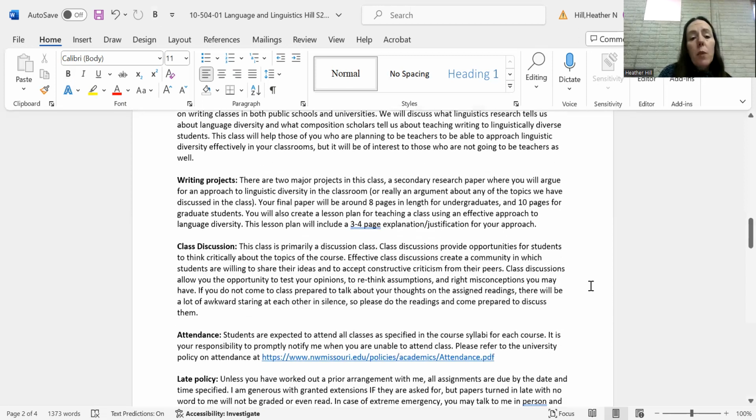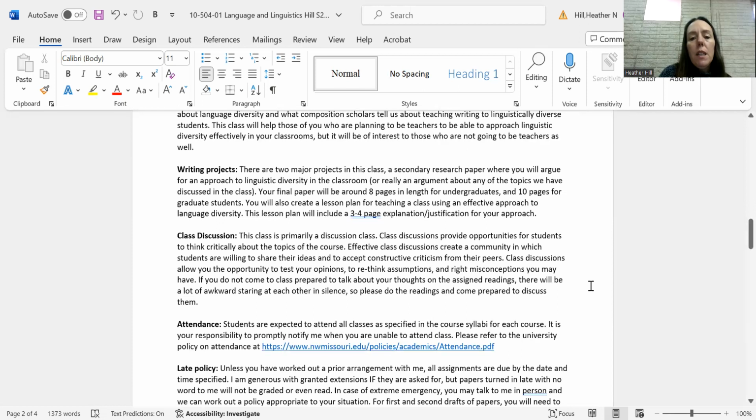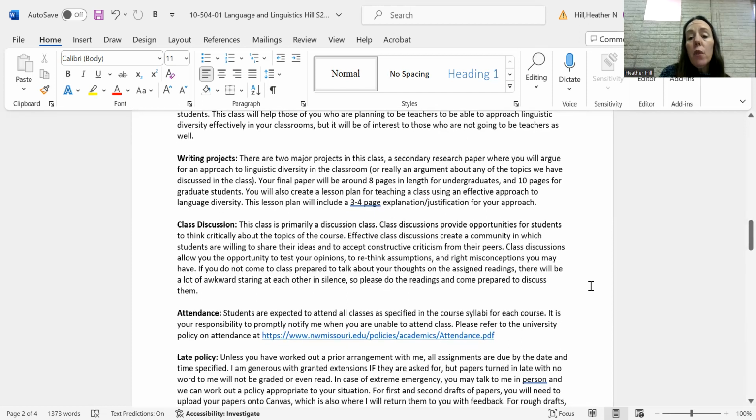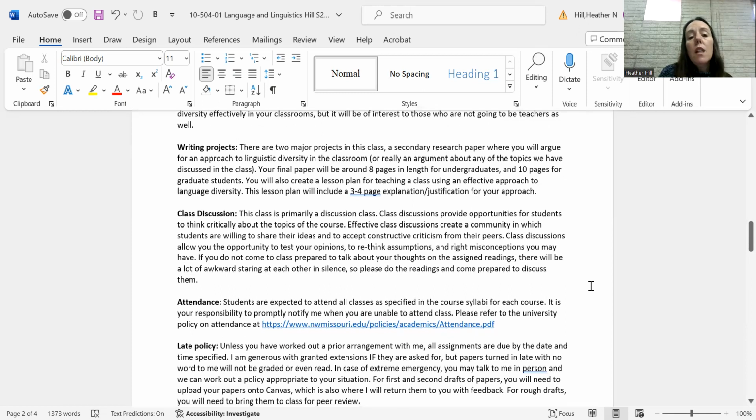So a little more information about the writing projects. There are 2 major projects in the class, a secondary research paper where you will argue for an approach to linguistic diversity in the classroom, or really an argument about any of the topics we have discussed in class. So if we talk about grading contracts, or teaching grammar, or all these different topics we're going to discuss, you pick one of them that you think is interesting and you explore that topic in more detail and do a paper on that. And that's going to be about 8 pages for undergraduates and 10 pages for graduate students.